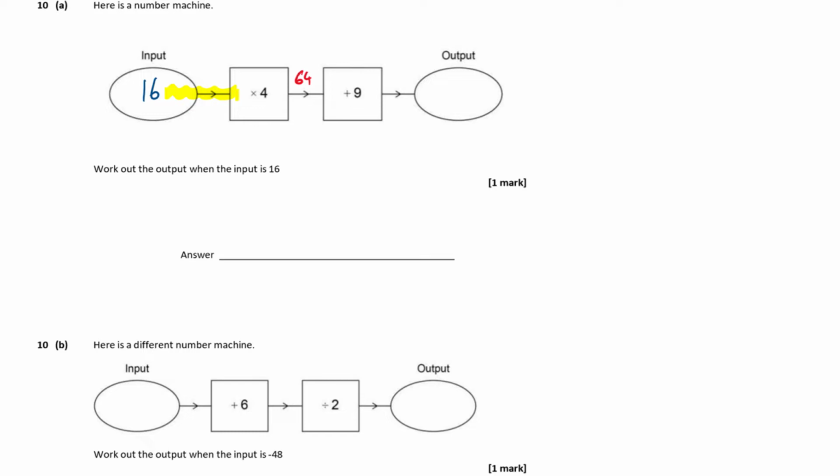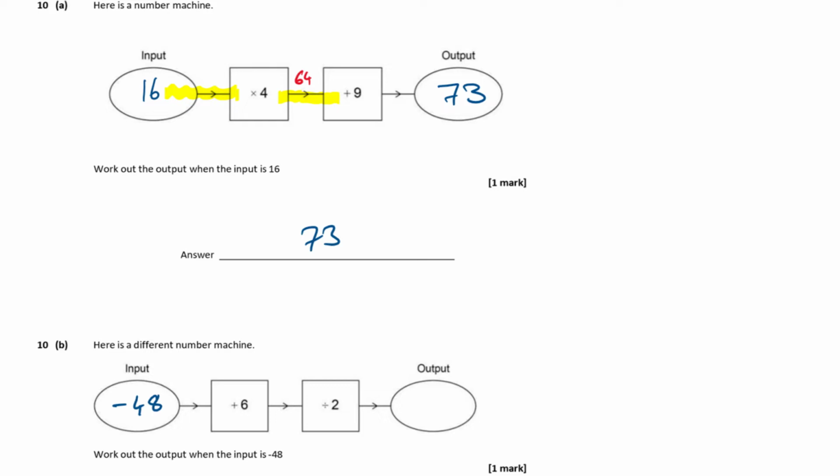Okay, so then my 64 is going to trundle along into the next box where 9 is added to it. 64 plus 9 comes out to 73. Okay, so that's my answer, 73. Right, part B, here is a different number machine. Work out the output when the input is negative 48. So I'm going to put negative 48 in here this time. Negative 48 plus 6.